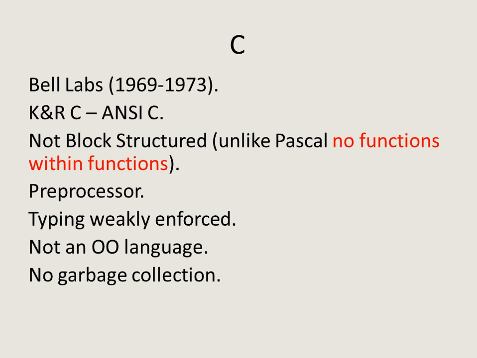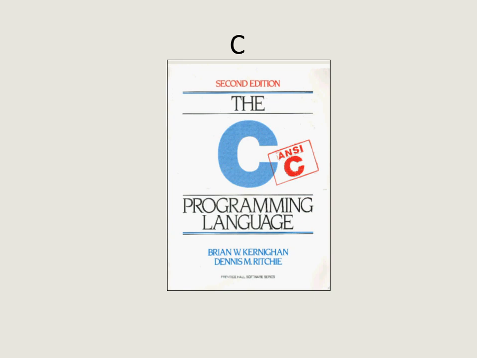There's typing, but it's weakly enforced, so you're easily able to convert between types. It is not an OO language. It's not an object-oriented language. There's no garbage collection, but it is possible to simulate creating objects, and we do that in CSCI 5555 systems programming. No garbage collection. This is the book that defines the C programming language. And if you're ever doing systems programming, this is probably the language that you're going to be working in.